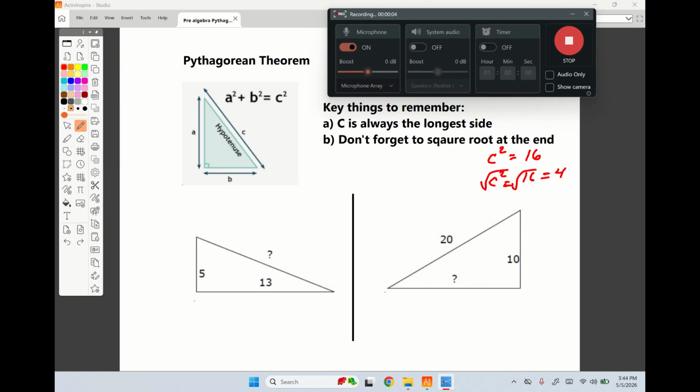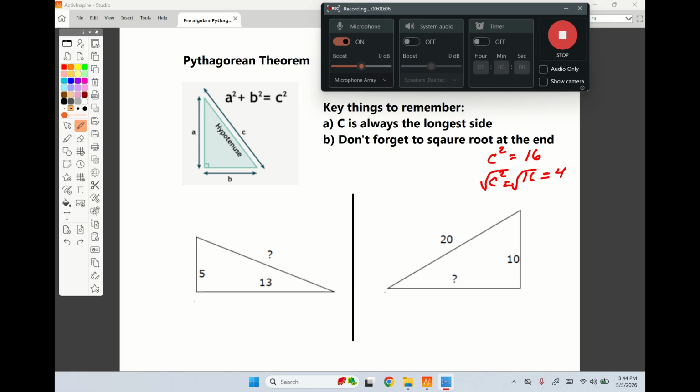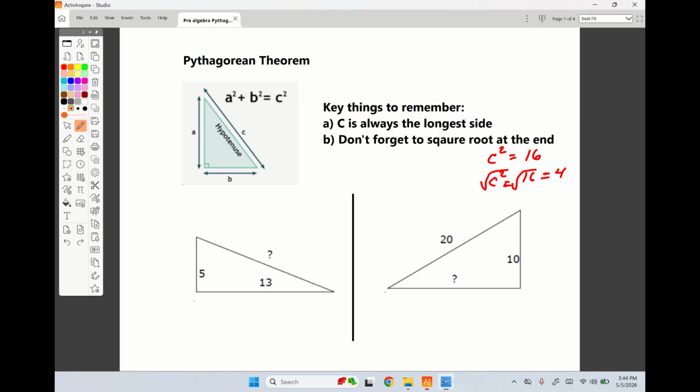Alright, here's a quick video on the Pythagorean theorem. So this is when there's a right triangle. If you see a word problem or something that tells you about a right angle or a right triangle, it's going to be a question where you need to use this formula, the Pythagorean theorem.